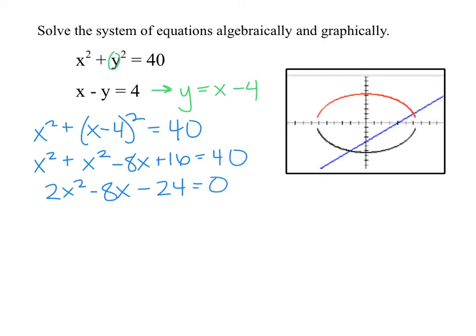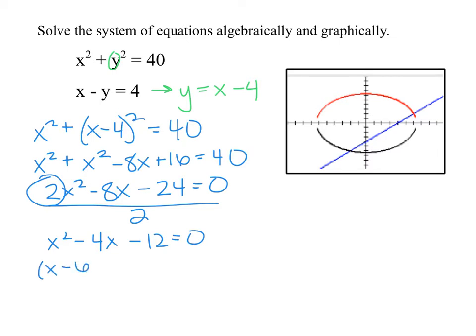The coefficients and constant are all divisible by 2, so we're going to divide everything by 2 so we can have a leading coefficient of just 1. So if we divide everything by 2, we get x squared minus 4x minus 12 equals 0. And this we should be able to factor into (x minus 6) times (x plus 2). So therefore, 2 possible solutions for x are 6 and negative 2.